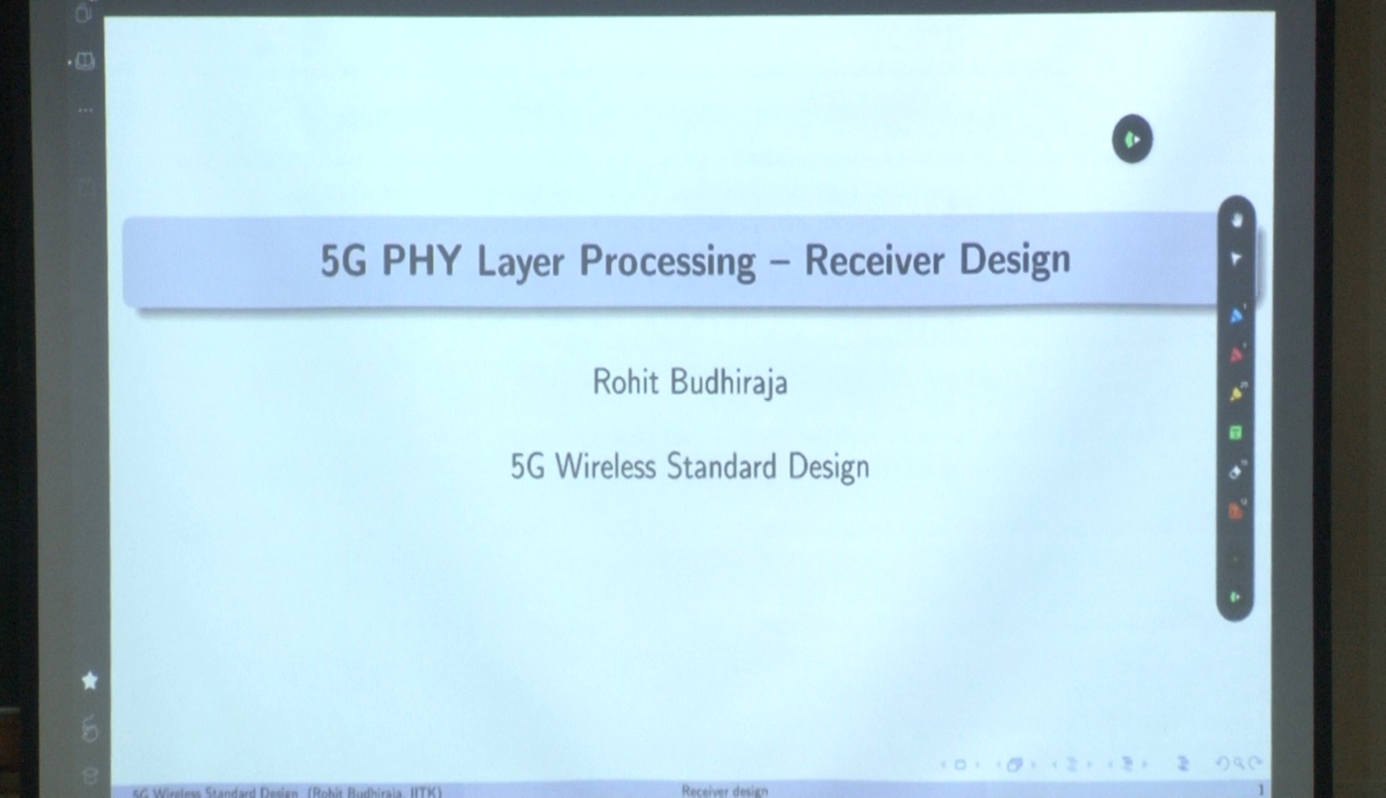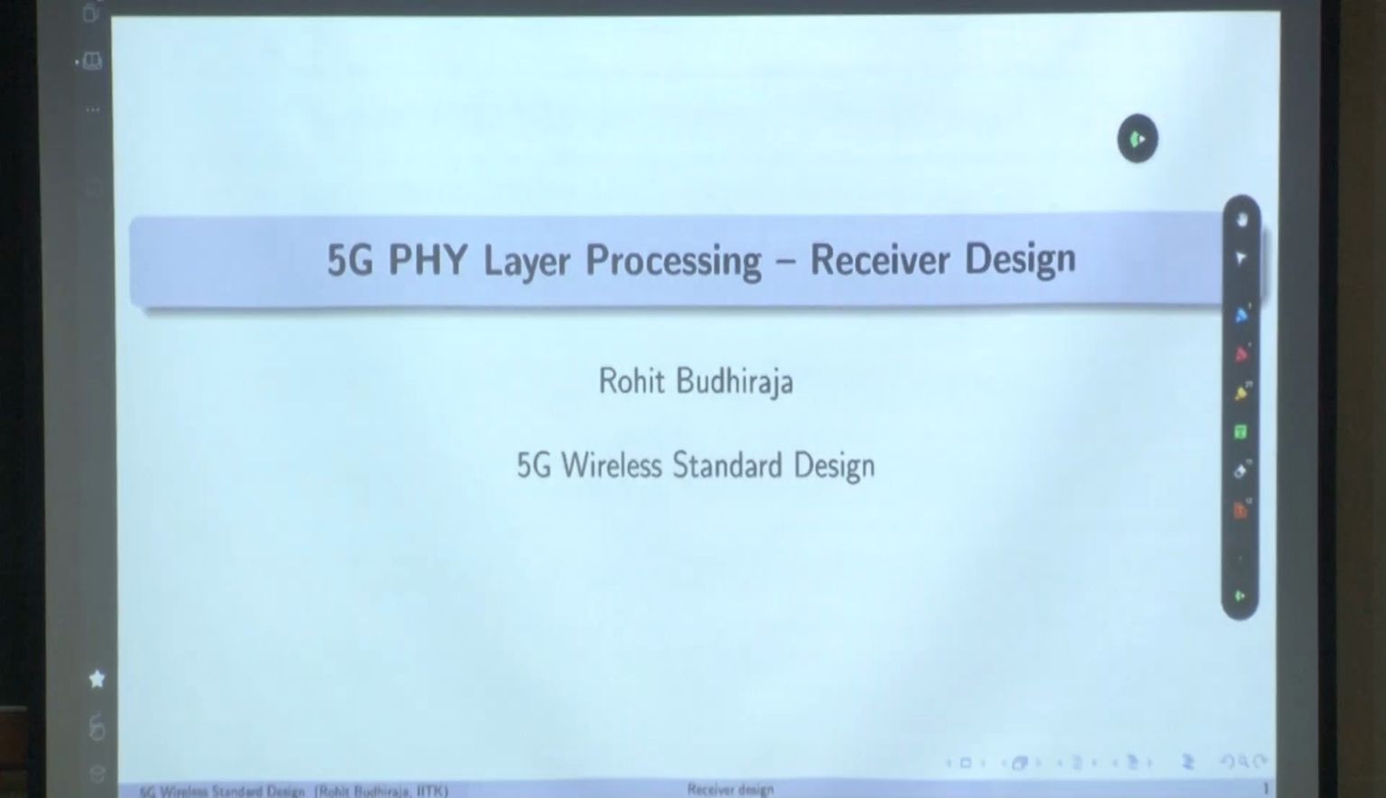Just to complete the understanding, where will the PDSCH transmitter chain be implemented? It will be implemented on the base station, or the downlink transmitter chain. Who is the transmitter in the downlink? Base station. And who is the receiver in the downlink? UE. So what we are learning here is basically the UE processing now.